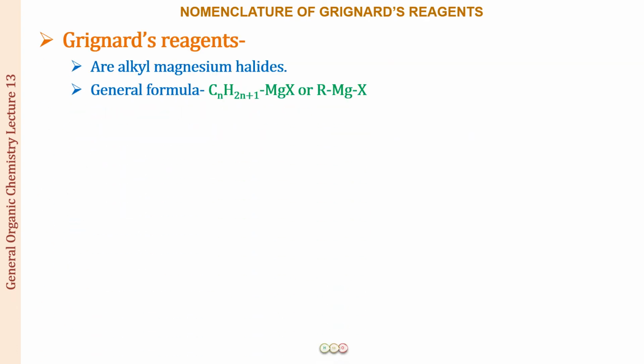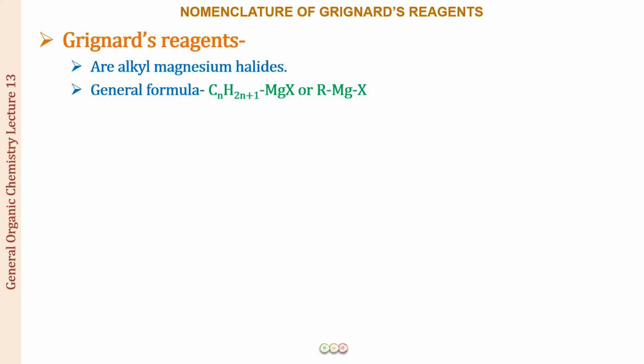The next class of compounds are the Grignard reagents, and these reagents are going to be very important when we discuss the various reactions in organic chemistry. These reagents are alkyl magnesium halides. They are compounds of carbon, hydrogen, magnesium and a halogen atom, and the general formula is CnH2n+1MgX.